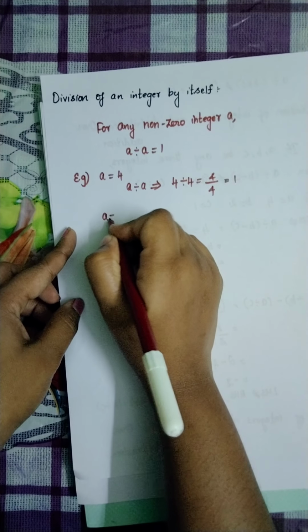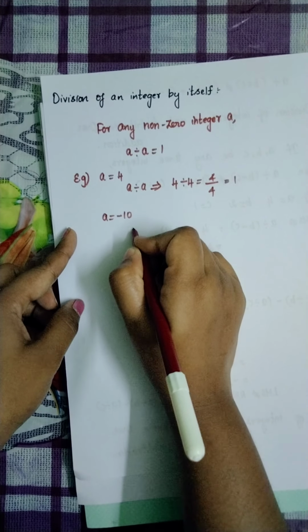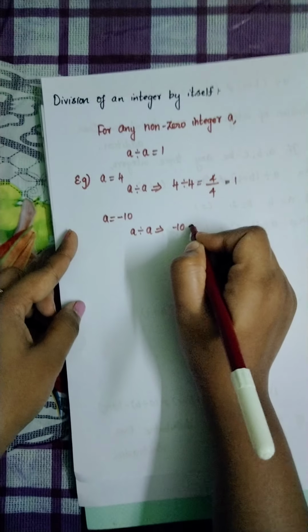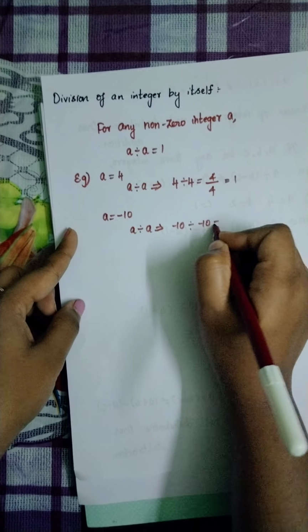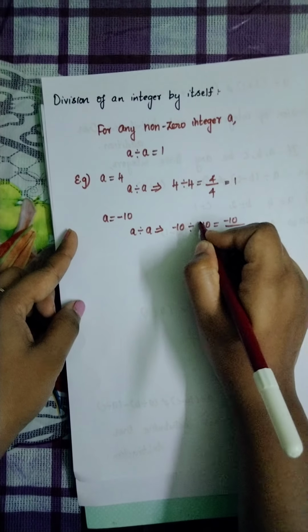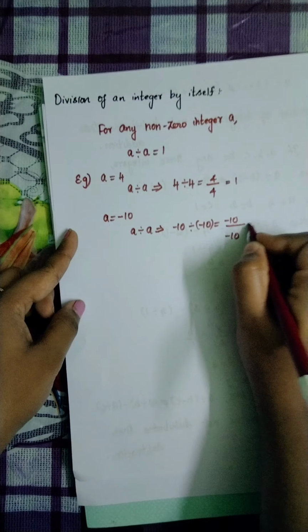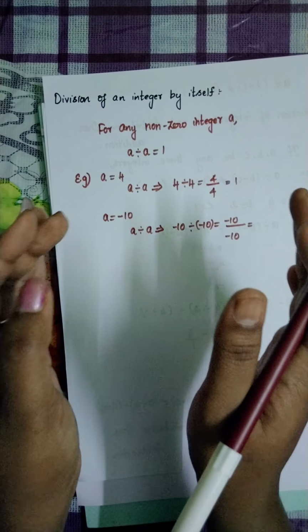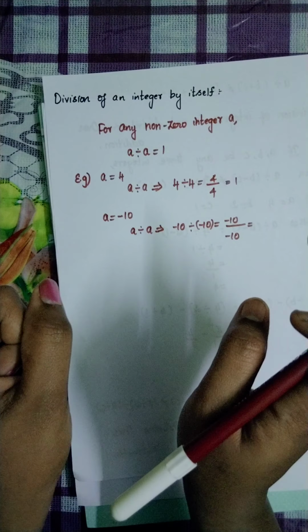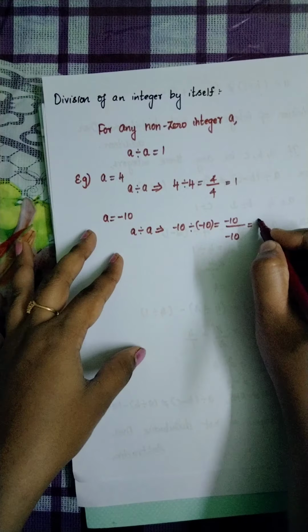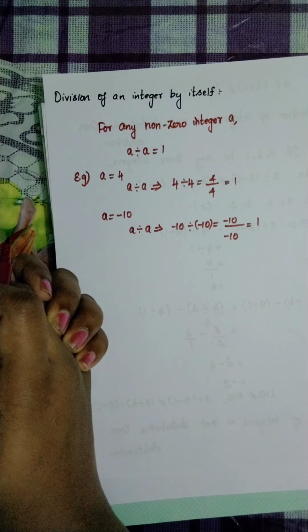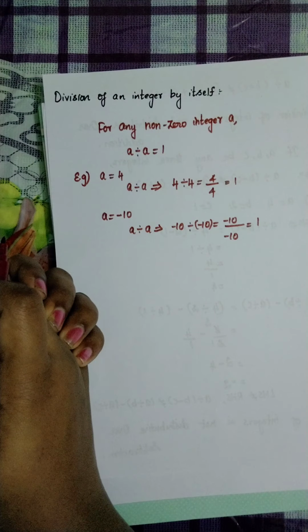A is equal to minus 10. So A divided by A is minus 10 divided by minus 10. Here both the integers are the same. When we are dividing an integer by itself, what is the answer? The answer is always 1. So minus 10 divided by minus 10 is equal to 1. Do you all understand? Yes.